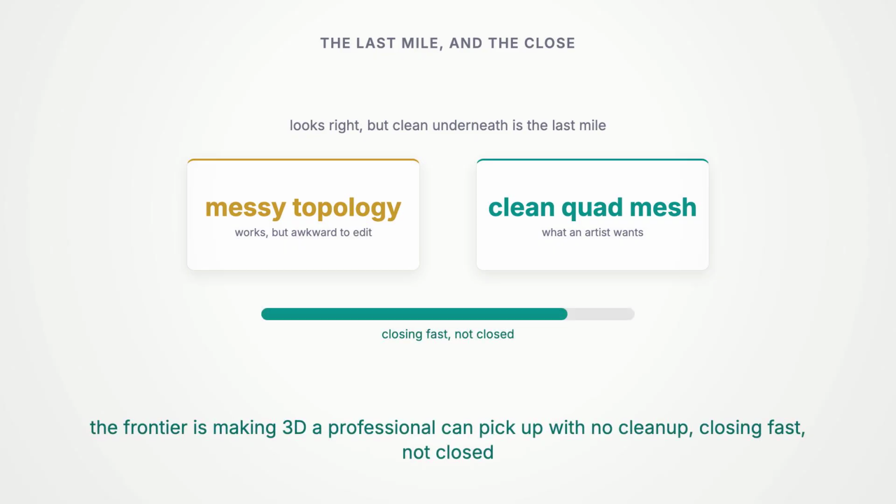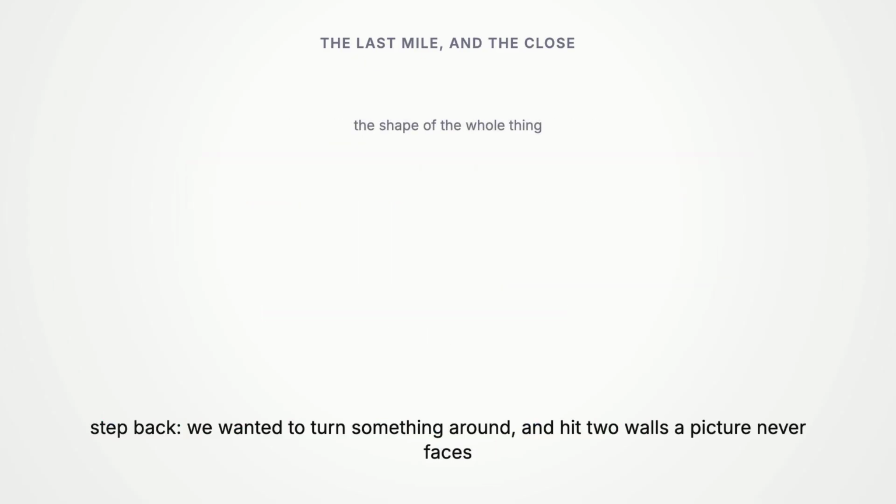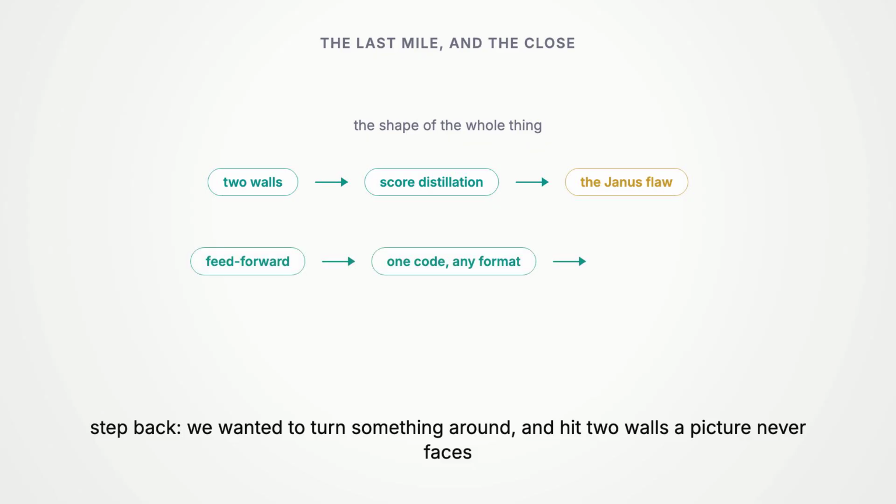So the frontier right now is not making 3D we can. It is making 3D that a professional can pick up and use with no cleanup, and that gap is closing fast, but it is not closed. So step back and look at the shape of the whole thing. We wanted something we could turn around, and we hit 2 walls a picture never faces. No single way to even write a shape down, and almost no 3D examples to learn from.